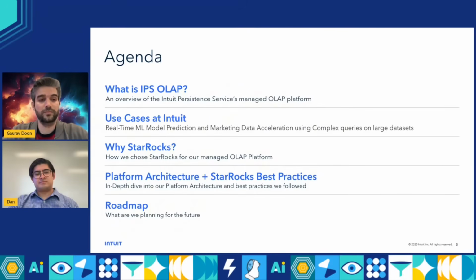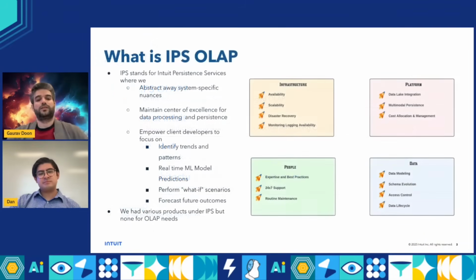Then we will talk a little bit about why we chose StarRocks. There were some other technologies that were also out there, and we were using one of them as well. We'll talk about why we decided to go with StarRocks. At that point in time, I will hand it off to Dan, where he will take us into a deep dive into our platform architecture, some of the best practices that we have built along with our platform, and he will wrap it up with the roadmap as to what we have planned for the future. With that, let's get into it.